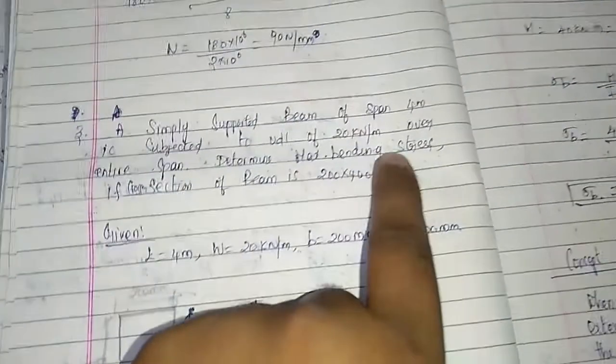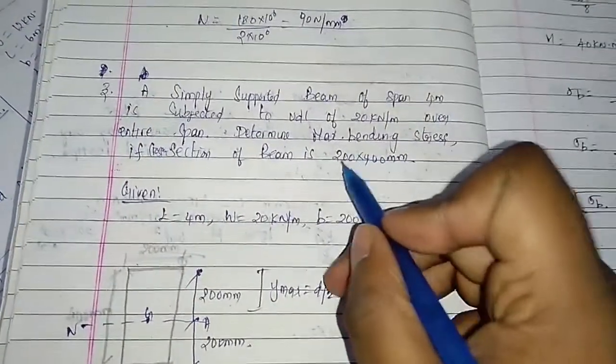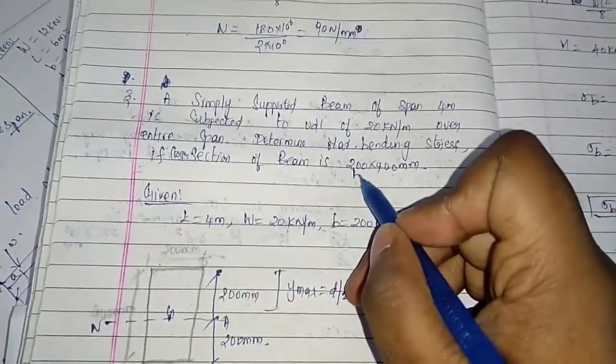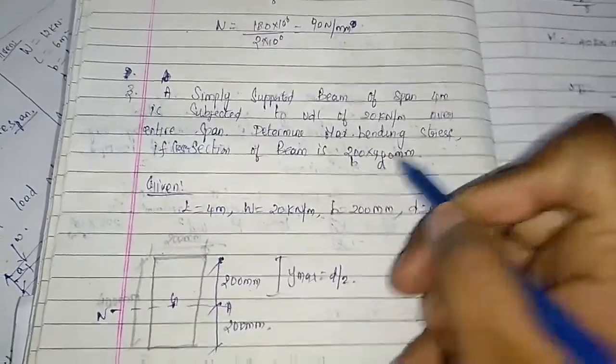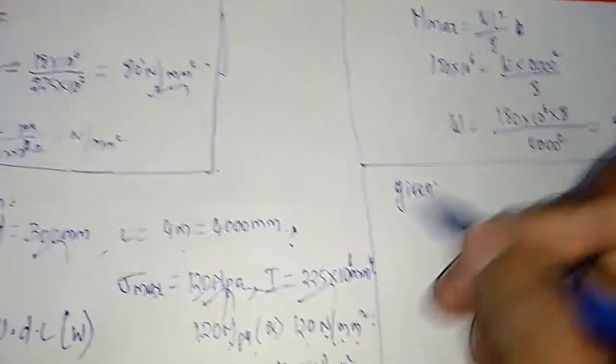Determine the maximum bending stress if the cross section of the beam is 200 into 400 mm. So they have given the cross section like this. 200 into 400 mm means this 200 is B and 400 mm is D. So see the question, pause the video and write the question first in your note. Okay, so write the given data. B is given, that is how much?